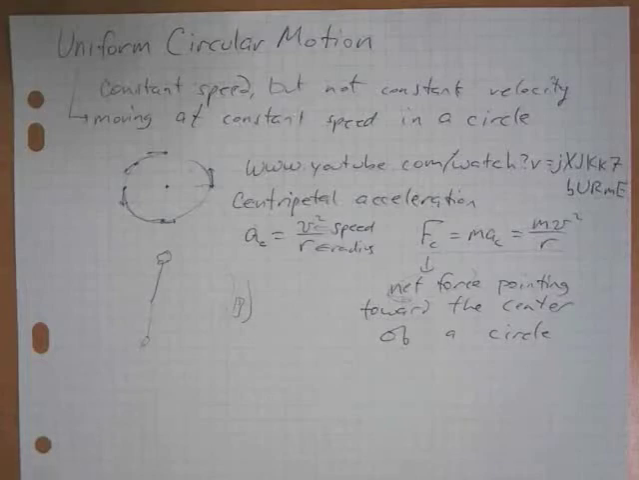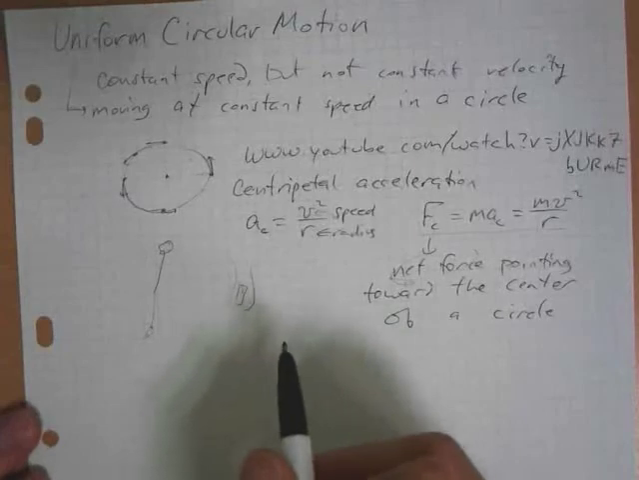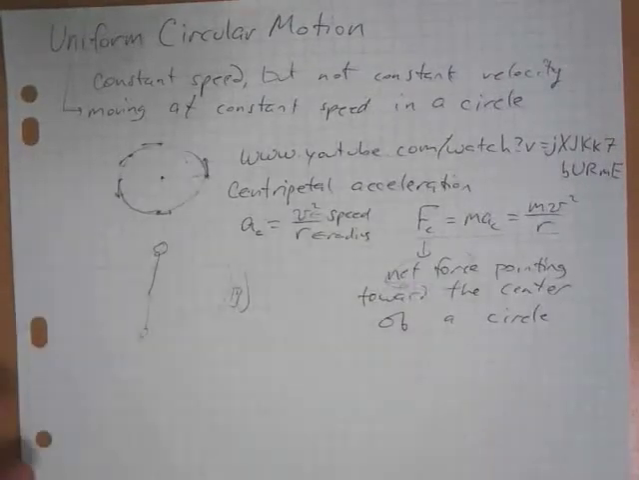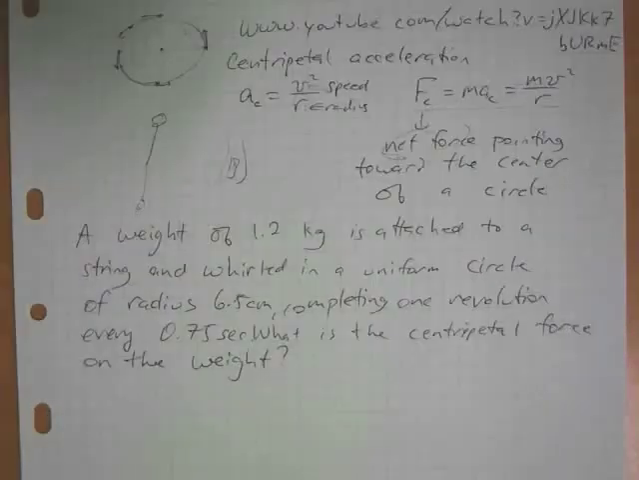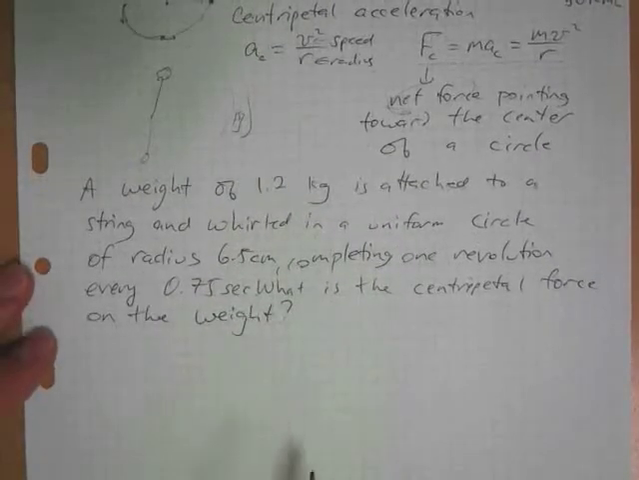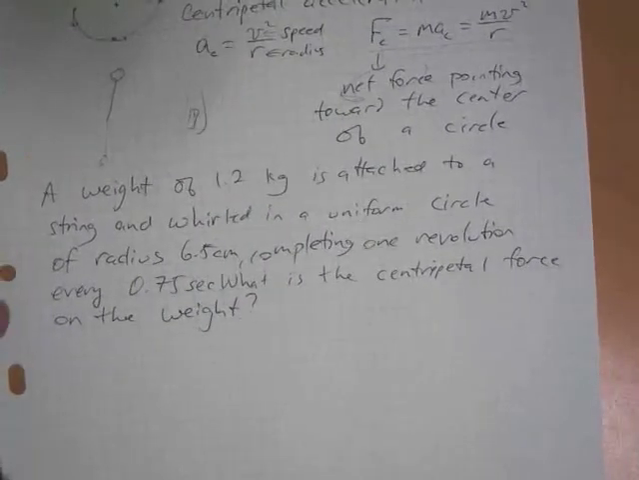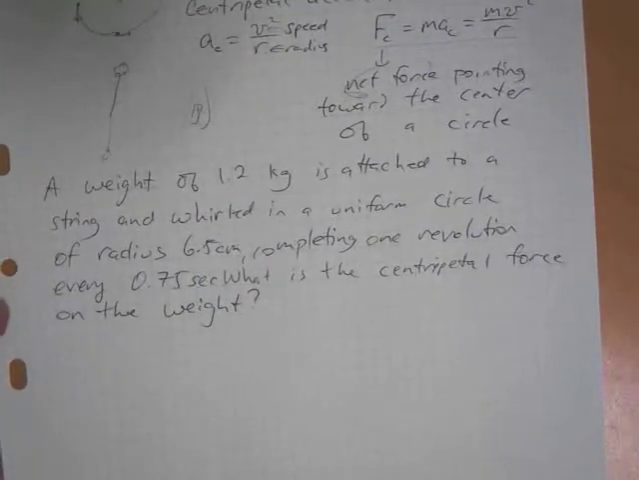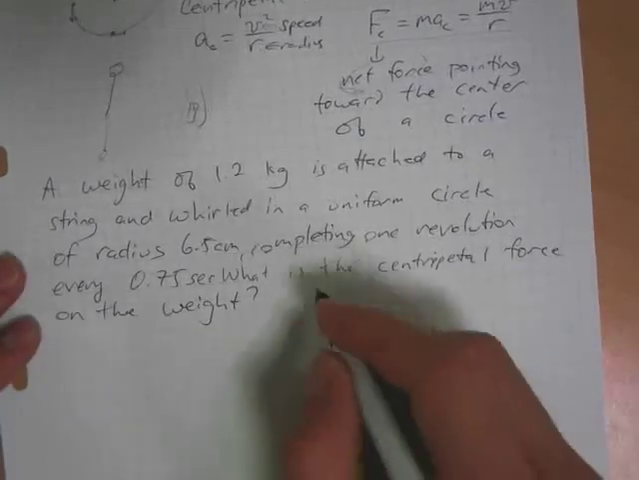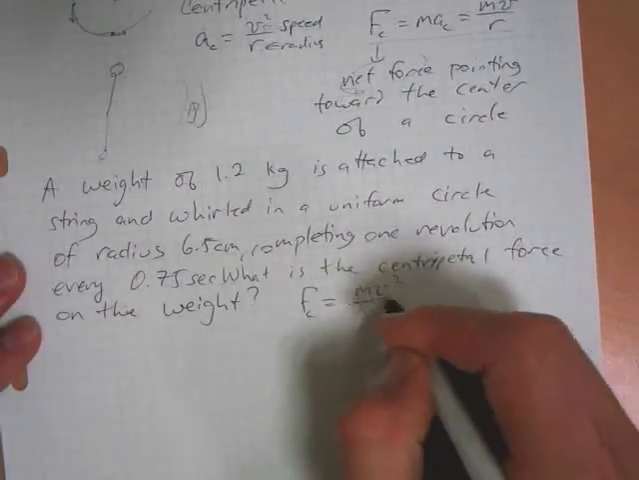So if we can just take a simple example. Let's say that we have 1.2 kilograms attached to a string, whirled in a uniform circle, radius 6.5 centimeters, completing one revolution every 0.75 seconds. What is the centripetal force acting on the weight? Well, we know centripetal force is mv squared over r. We have mass, we have radius, we need velocity.